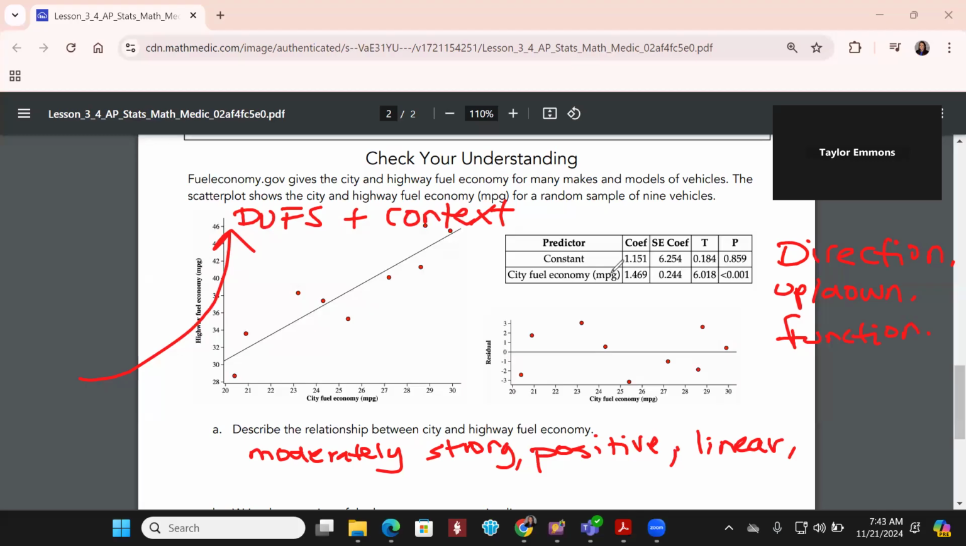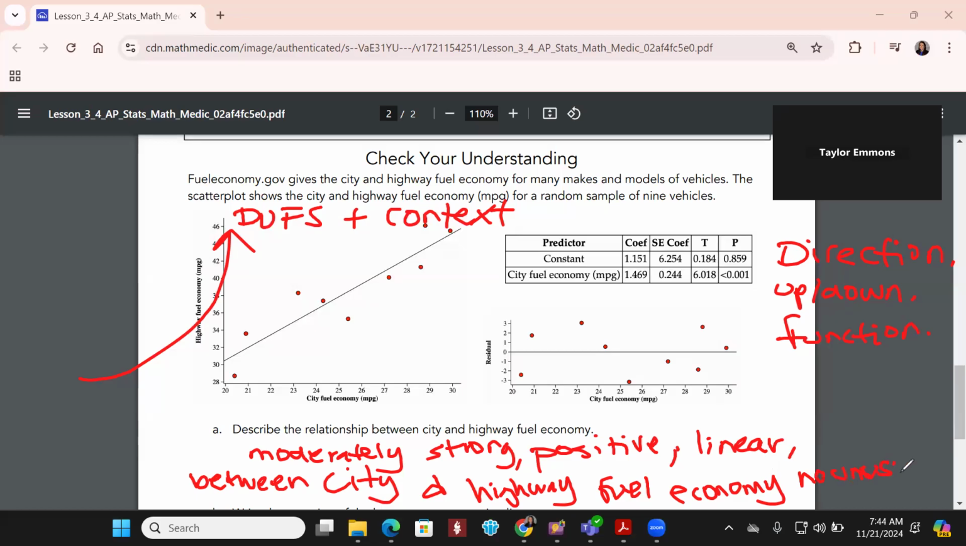Okay, let's move to the next part. So, what is the context on this one? Okay, so between the city and highway fuel economy. And do we have any unusual points? Do we have any outliers or crazy things out there? No. Okay, so no unusual points.